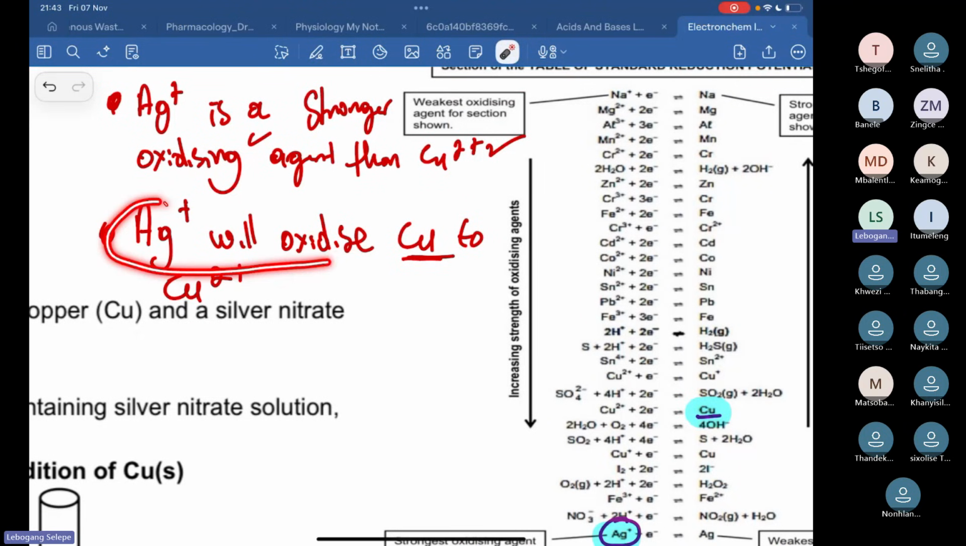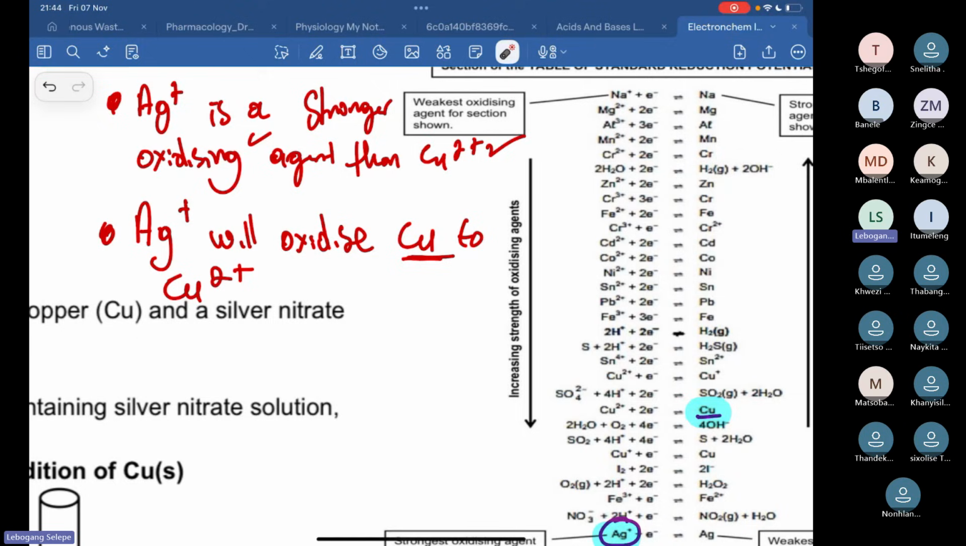Ag plus oxidizes Cu. What is to oxidize, guys? This is the first thing that we learned at the beginning of the session. What is to oxidize? They say that Ag plus will oxidize Cu. When Ag is oxidizing something, it means that it's an oxidizing agent, right? So it's causing Cu to be oxidized.